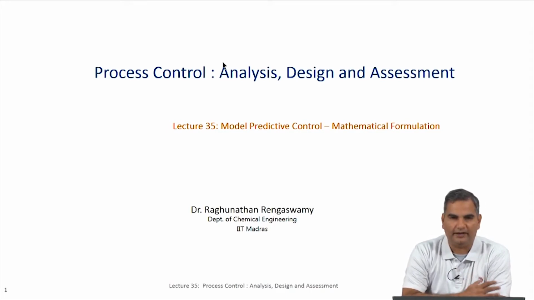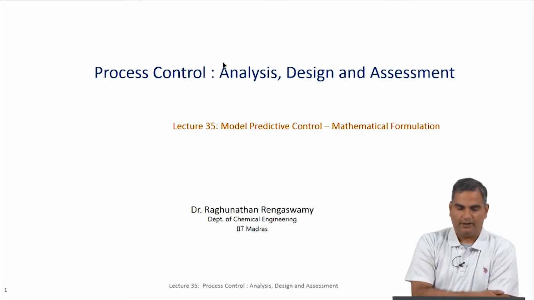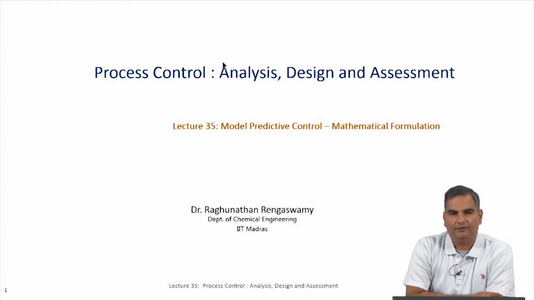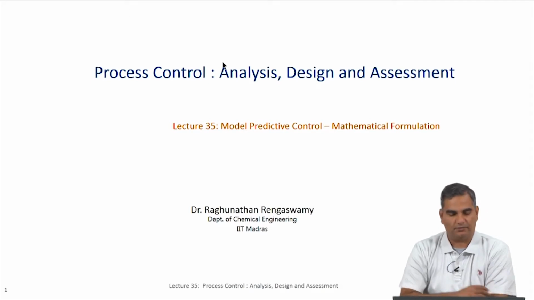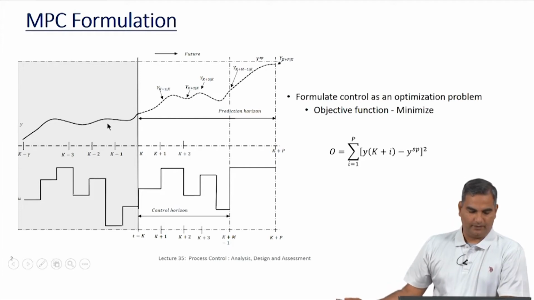Now, the final aspect of model predictive control is actually putting all of this together as an optimization formulation, so that the model predictive controller problem can be solved. And when we put all of this in an optimization formulation, the solution to the optimization formulation gives me the control inputs. So, the control inputs are not written as analytical expressions, but they are a solution to an optimization problem. So, we were working with this picture in the last class.